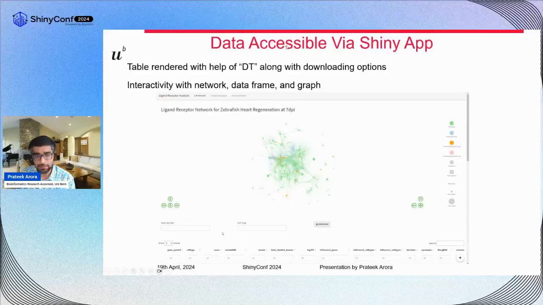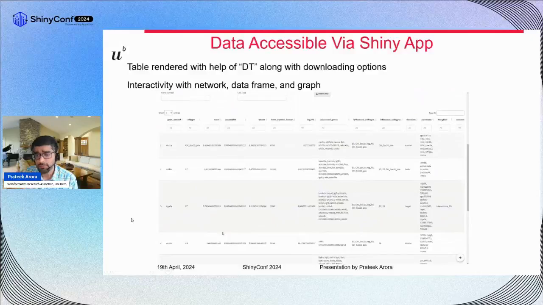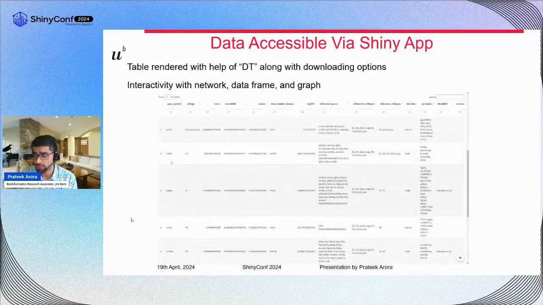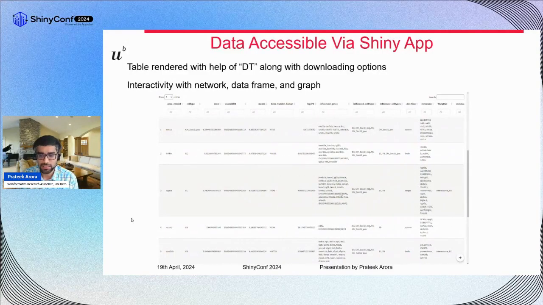And coming back to the Shiny app, we also provide a table to look at all of this data that I talked to you about, in a format rendered by the DataTable library in the Shiny app, which represents score, gene symbols, with gene symbols from human which we converted, log2 fold change, influence genes, the direction, the literature, the PageRank, everything combined over here.